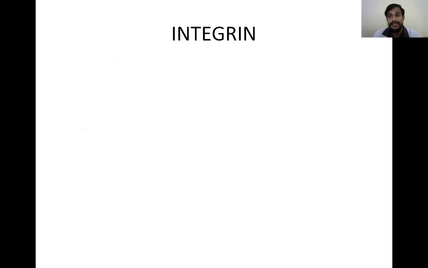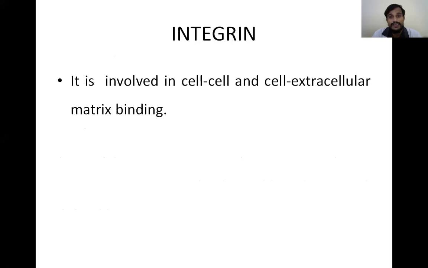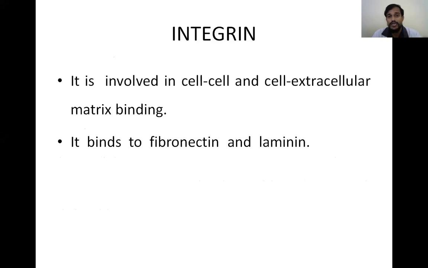And coming to the integrin, the adhesive molecule, it is involved in cell-cell and cell extracellular matrix binding because it is partly embedded in the plasma membrane. And we know it binds to fibronectin and laminin, which helps them to bind the other two components, that is proteoglycans and structural proteins.